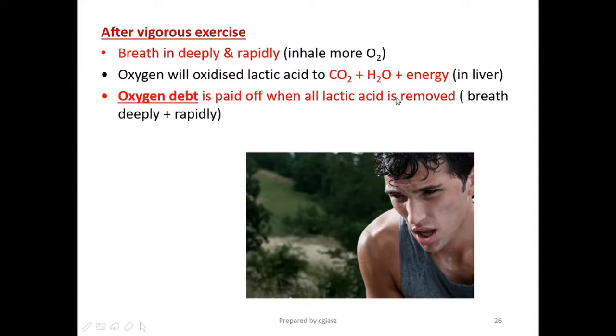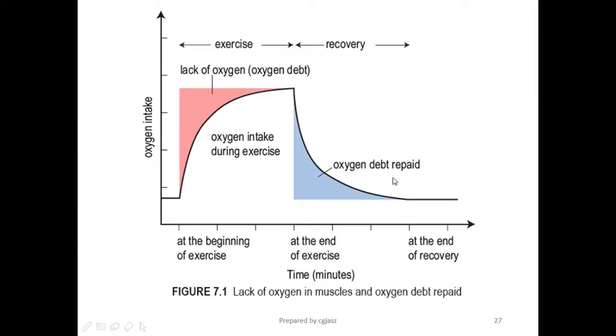When all lactic acid is removed from the body, the oxygen debt is paid off. Jadi bila kita berjaya singkirkan lactic acid dalam muscle cell kita tu, so dah tak ada dah hutang oksigen. Okay? So this is the most important graph in this chapter and you must know how to explain this graph. Okay, kena faham konsepnya macam mana.